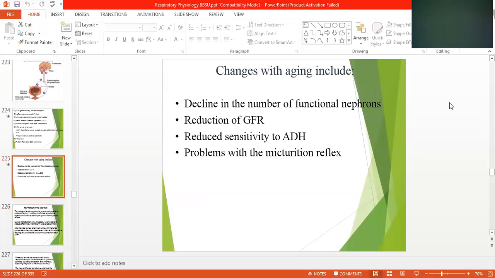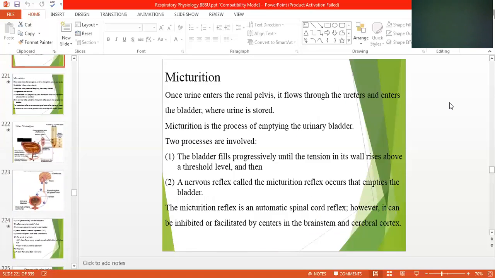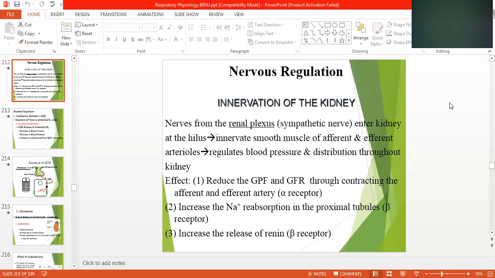So here we have discussed the main nervous regulation of the kidney, and we have discussed what innervations are there, how the GFR or GPF works, what the receptors are, and where the receptors are present: the afferent arteriole has alpha receptors, tubules have beta receptors, and the kidney has beta receptors through which it secretes renin.